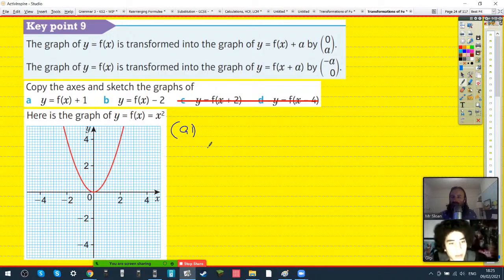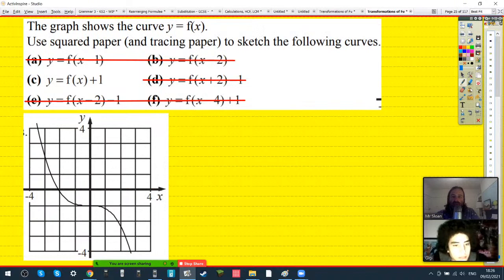It would move up by 1. Well done. And next one. It will move down by 2. Well done. So I'll put that. I'll just kind of estimate. Well, not that bad. Well, that's B. This one. Alright, how about this?